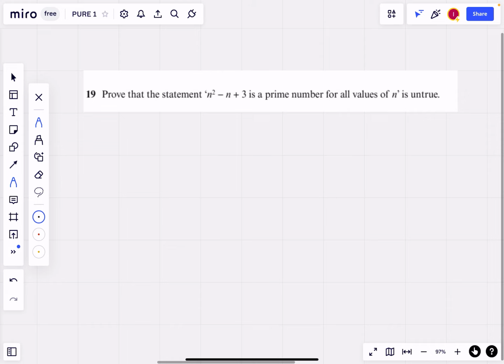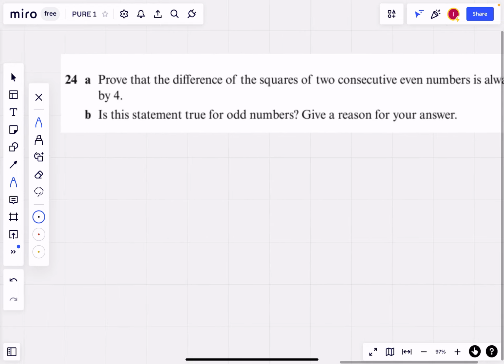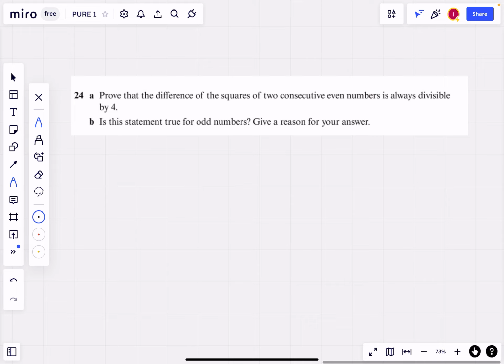6. If n equals 6, then you get 6 squared minus 6 plus 3, which is 33. And 33 is not prime. There you go. That is proving by counterexample, or giving a counterexample. Okay, next one. Prove that the difference of the squares of 2 consecutive even numbers is always divisible by 4.